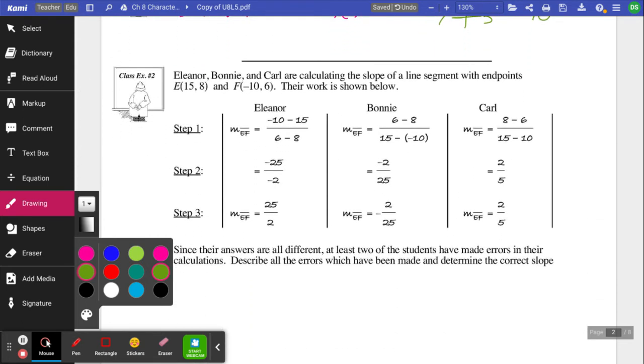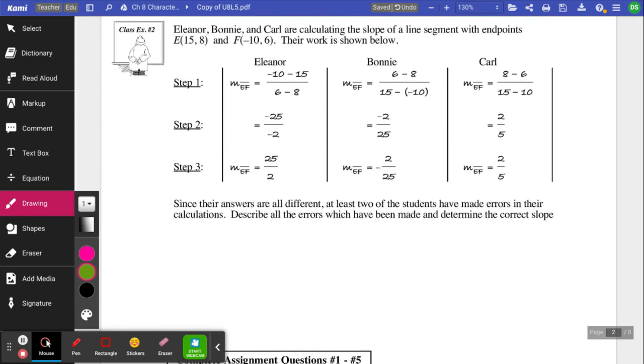We're missing Ben. Okay, so let's go see if you can figure out some kids here. So Eleanor, Bonnie, and Carl. Those are great names. I've never taught an Eleanor, a Bonnie, or a Carl. Never done. That's too bad. Those are great names.